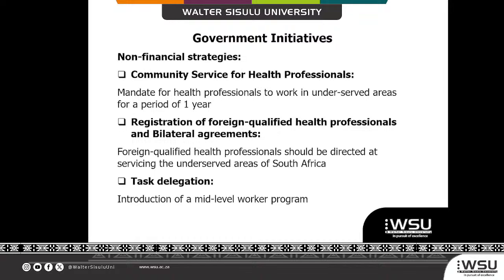And also to support this initiative, South Africa has bilateral agreements with countries such as Cuba that allow the government to bring doctors from outside countries to work in these rural and underserved areas. So there is also task delegation.